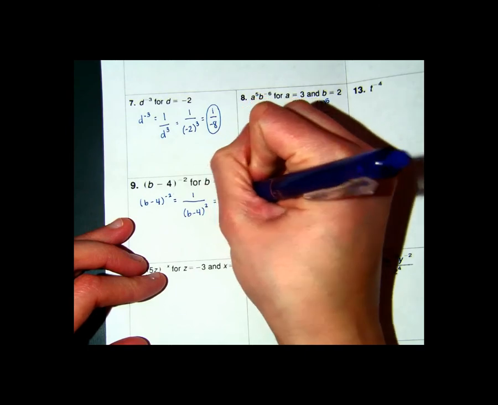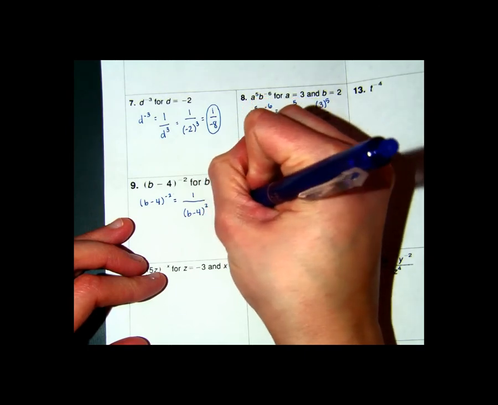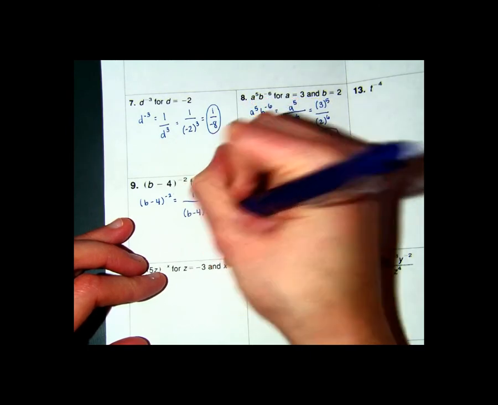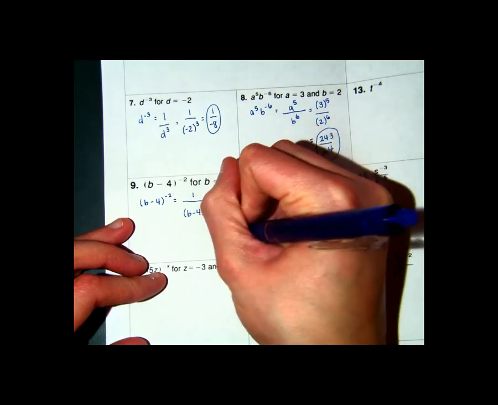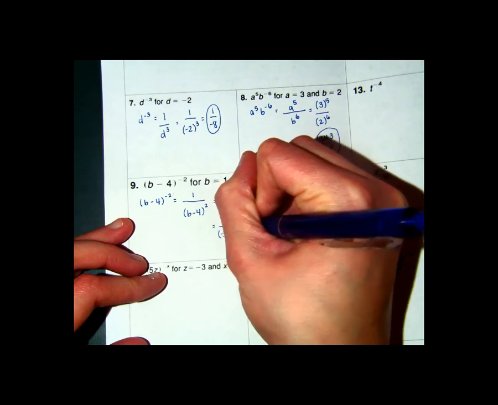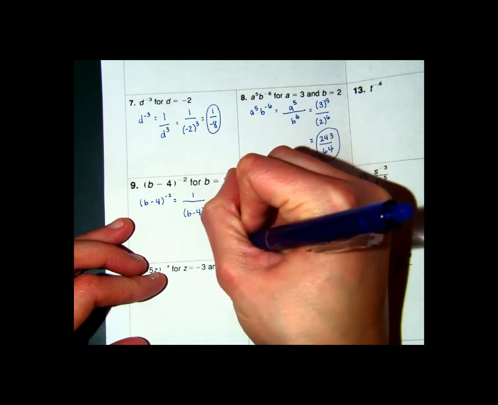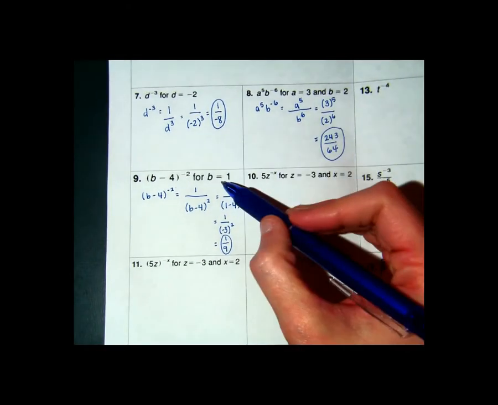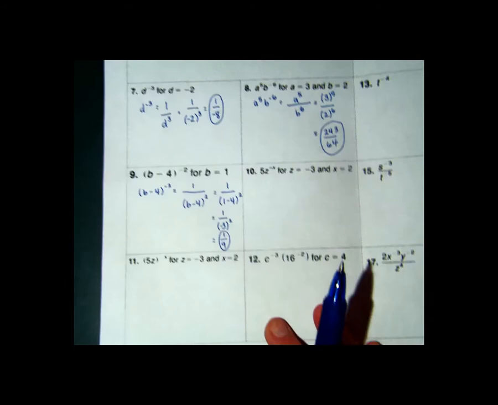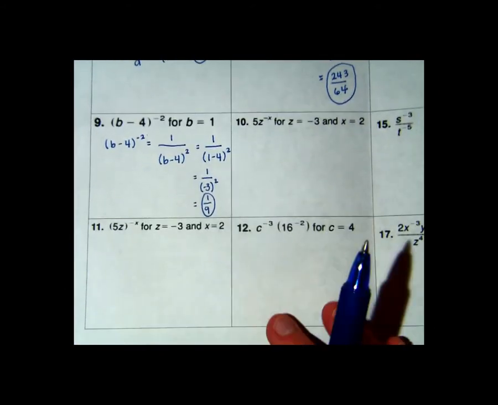I'm then going to plug in a 1 for b. That is 1 over 1 minus 4, which is negative 3 squared. That becomes 1 over 9. You could have done what we did up here, where you plug it straight into the calculator at this step right here. You can choose that.